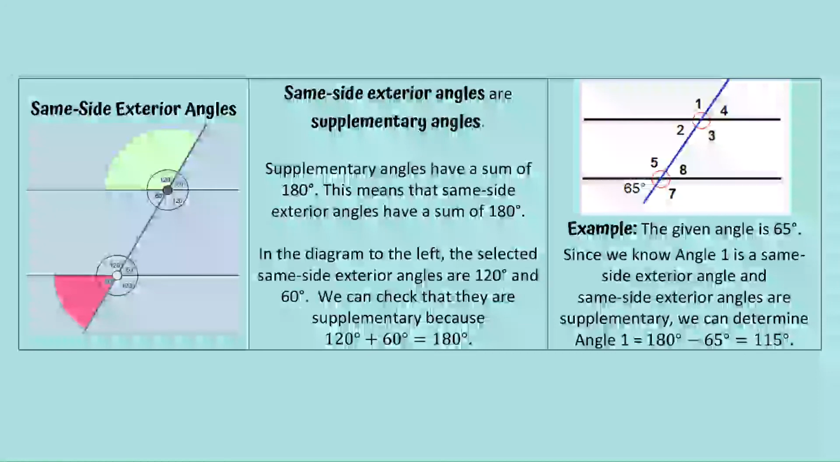Because same side exterior angles are supplementary, we know that the measure of angle 1 plus the given angle of 65 degrees should equal 180 degrees. We could also say that angle 1 equals 180 degrees minus 65 degrees, and when you do that math, you find out that angle 1 is 115 degrees. So these are the ways that you can use your knowledge of angle relationships to find missing angles.